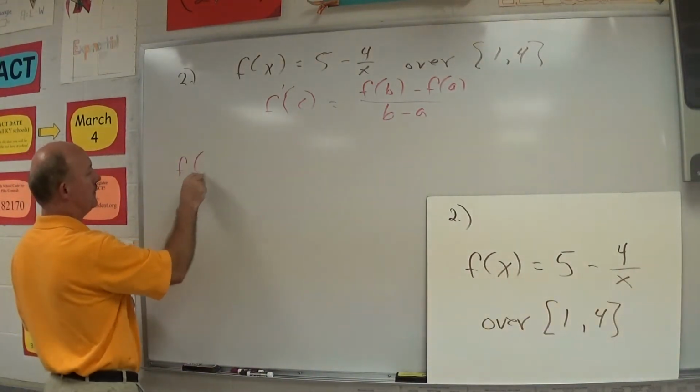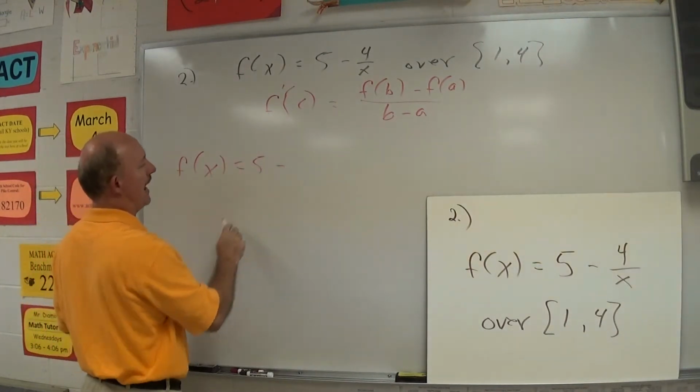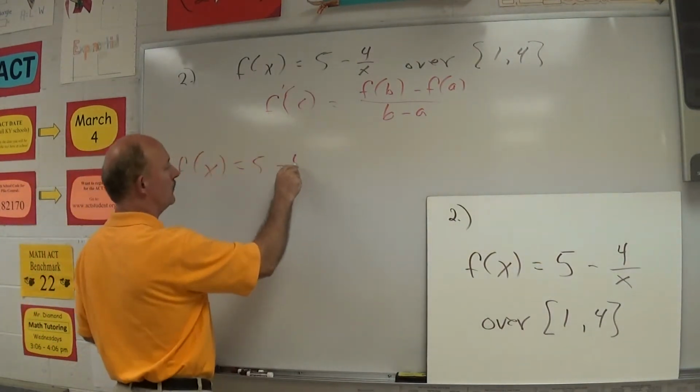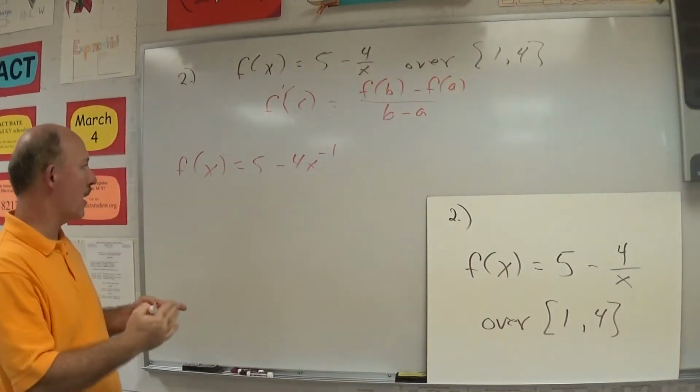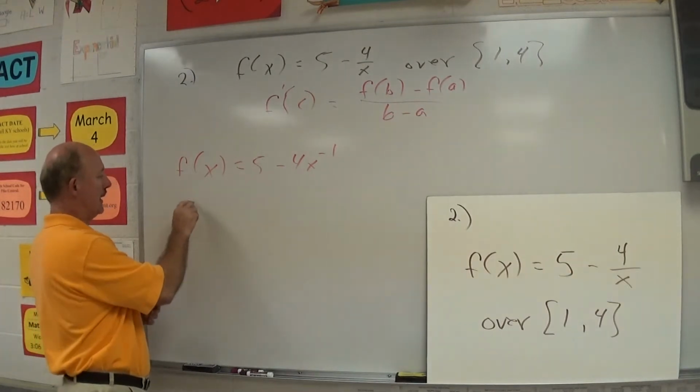Now our function here, we have f of x is equal to 5 minus 4 over x. I'm going to write that as 4 times x to the negative 1. So we're going to pull that 4 off, times x to the negative 1. Okay, now we can get our derivative.